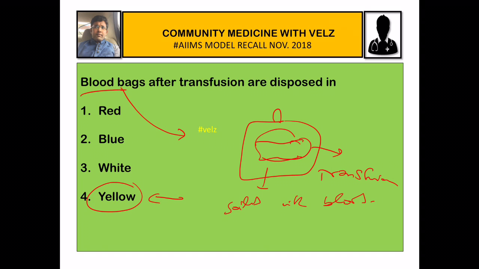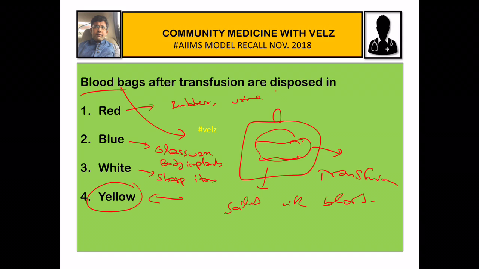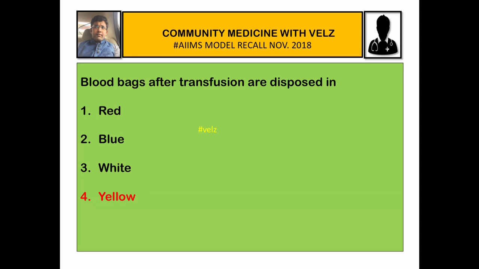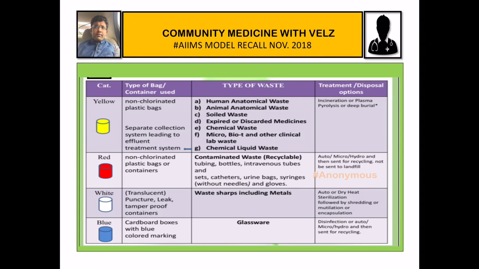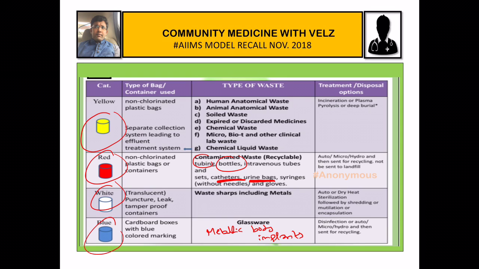For easy remembrance, blue mainly stands for glassware and body implants. White is for sharp items like needles. Red is for rubber and urine bags and other plastic bags, but if they are soiled, they should come under yellow. So this is yellow, red, white, then blue. Blue, along with glassware, can also include metallic body implants. Red is mainly for contaminated waste like tubes, IV tubes, bottles, catheters, urine bags and gloves. Everything comes under red. Red usually stands for recyclable waste.